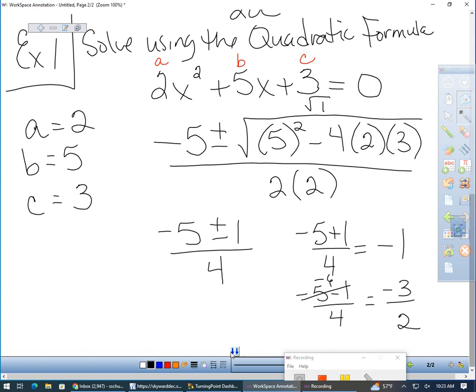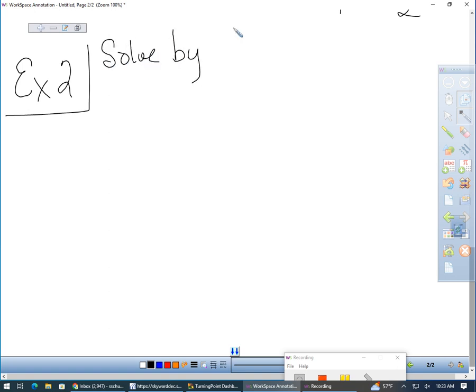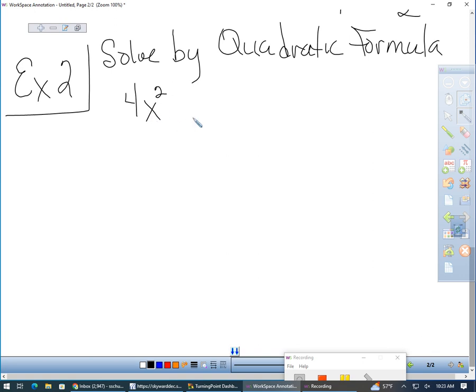All right, let's go with example number 2. Is this all we're doing today, Shu? Yes. I mean, there's a little bit more to it, but yes. Example number 2, again, I'm going to ask that you solve by the quadratic. All right, and our equation this time, let's say we have 4x squared plus 7x minus 15 equals 0.